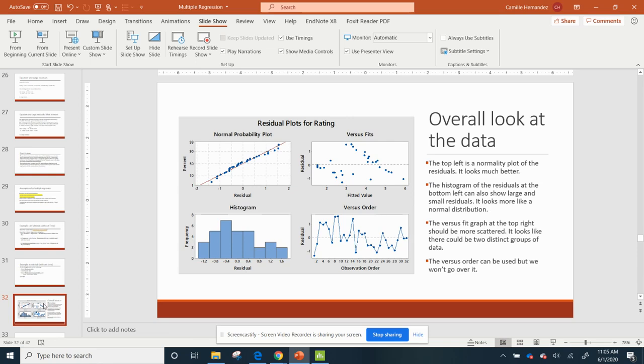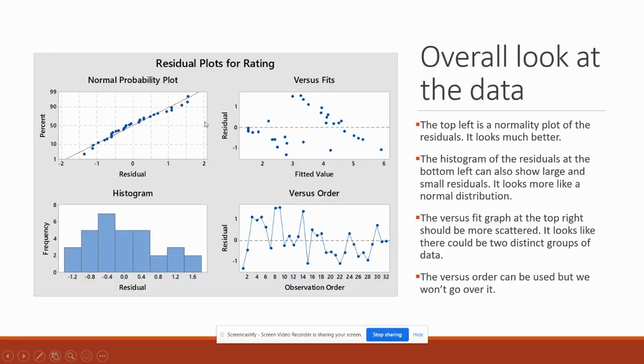Well, if I look at this, my normality plot is a little bit better. I still have some stuff that's off the line, but it's a little bit better. Residuals seem to look more like a normal distribution. I'm still seeing those 2 distinct groups, but that's okay. And we're not going to go over this.